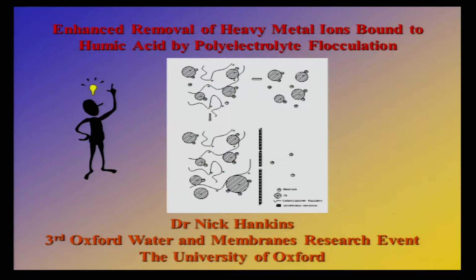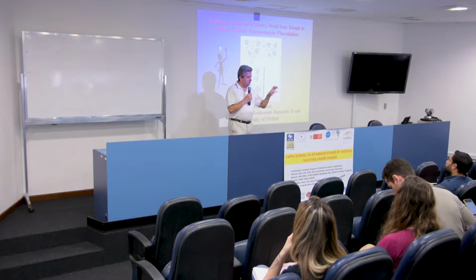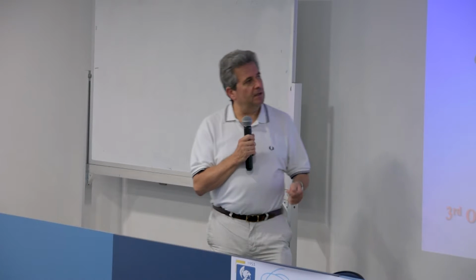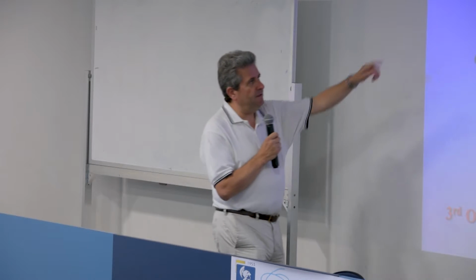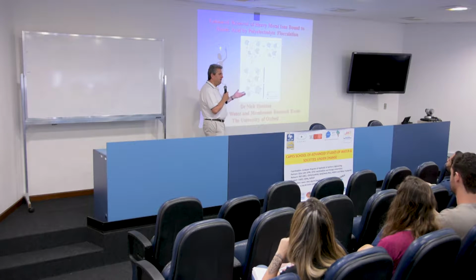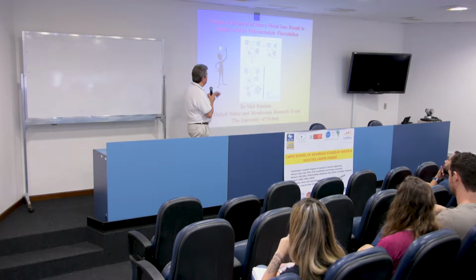So humic acid, it's a natural form of organic matter which arises particularly in water that comes from mountainous areas. It gives the water a sort of browny color. So it's naturally occurring. And the idea in this project was that we could combine the removal of the humic acid with the removal of the heavy metals, but with the addition, in this case, of a polyelectrolyte to carry out the flocculation. So yesterday we were using surfactants to do the flocculation, and now we're going to use polyelectrolytes.